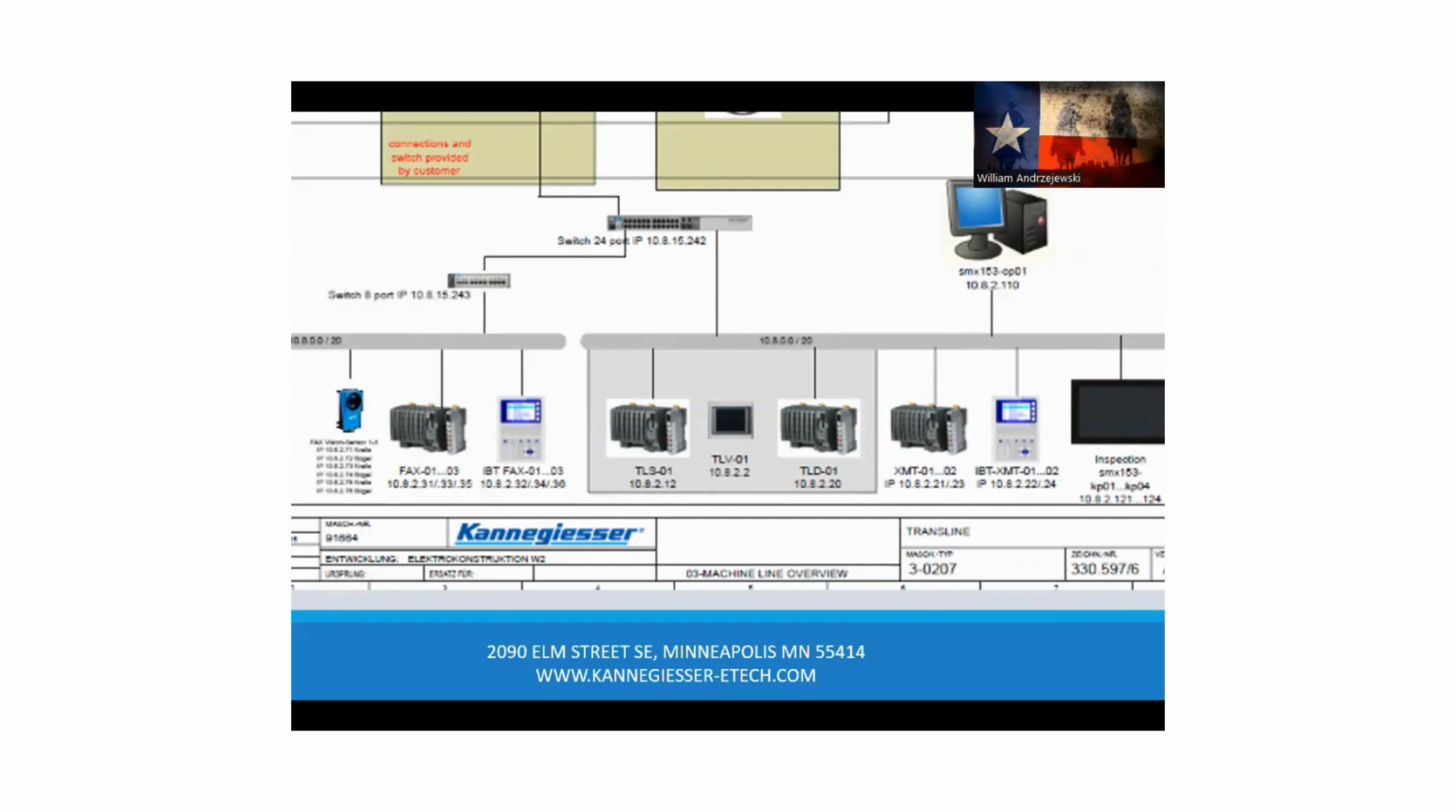K1, 10.8.2.12, the CTT 10.8.2.2, and then the database 10.8.2.20. Forever and always. Those don't change. Those are hard how they are. The first XMT will always be a 21. The first IBT for the XMT will be a 22.